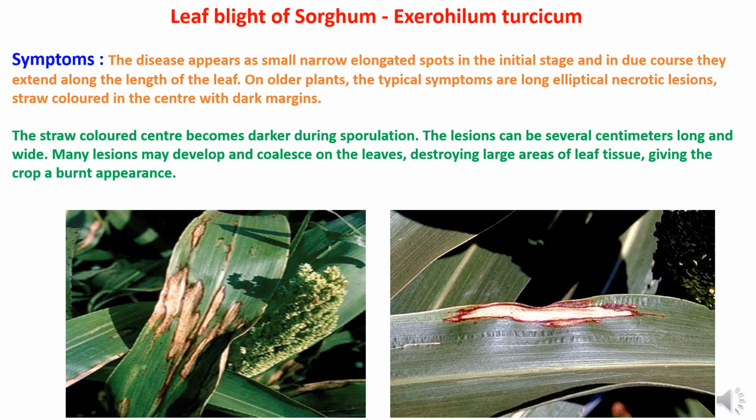On older plants, the typical symptoms are long elliptical necrotic lesions, straw-colored in the center with dark margins. The straw-colored center becomes darker during sporulation. The lesions can be several centimeters long and white. Many lesions may develop and coalesce on the leaves, destroying large areas of the leaf tissue and giving the crop a burnt appearance.